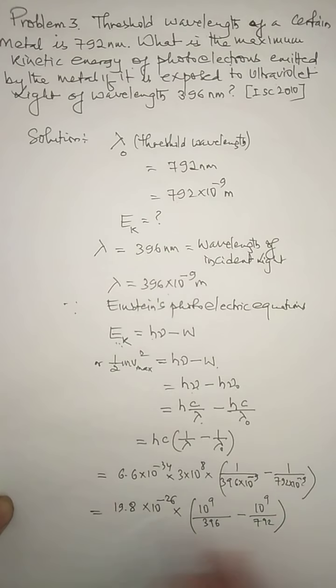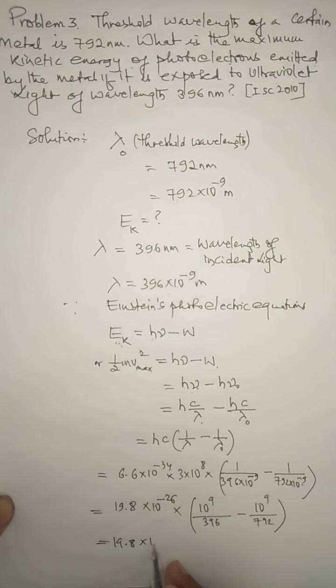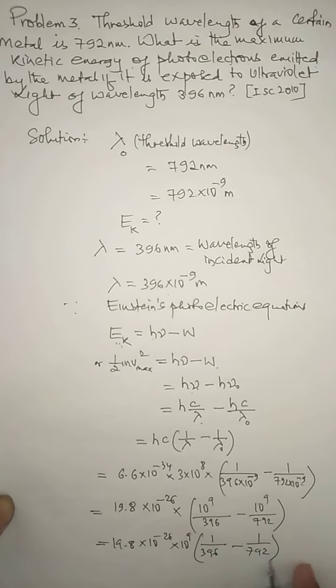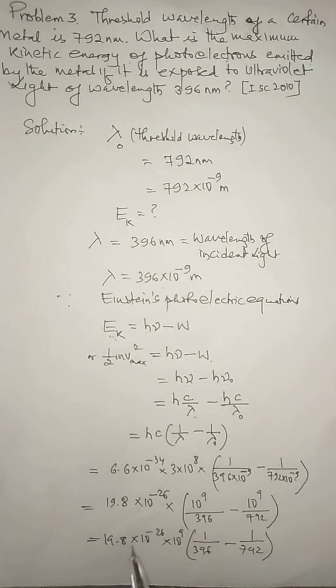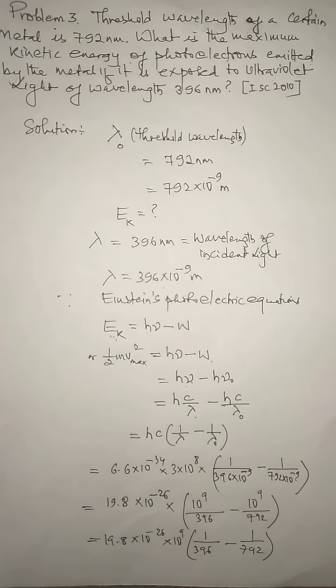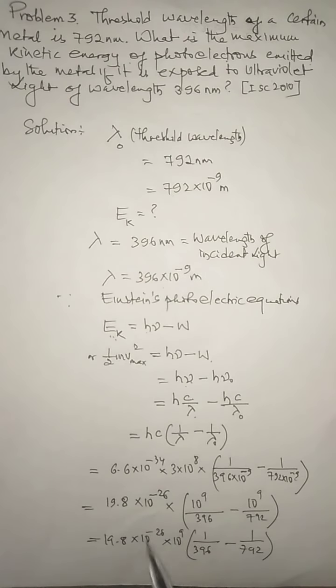Now 10 to the power 9 I'll take in common from inside the bracket, so it will be how much? 19.8 into 10 to the power minus 26 into 10 to the power 9. So it will be 1 by 396 inside the bracket minus 1 by 792. Now these two powers can be added. The minus 26 plus 9 means the opposite power, that means this can be subtracted. Okay, so minus 26 plus 9 means minus 17. So I'll be writing now this value as 19.8 into 10 to the power minus 17.